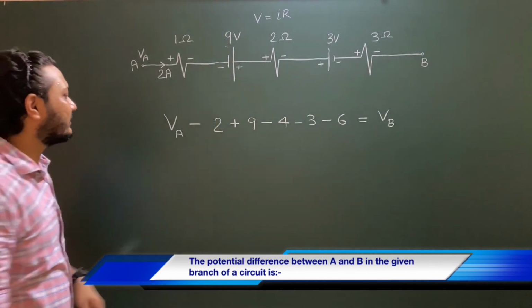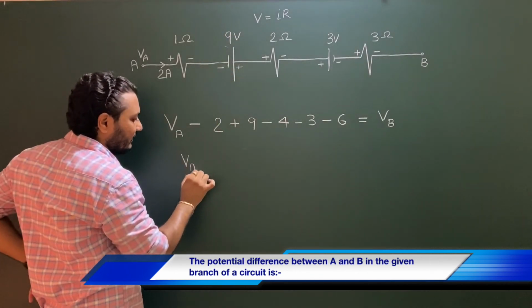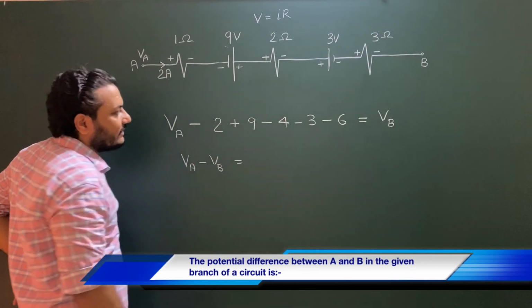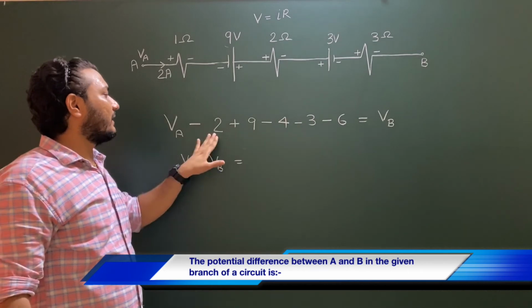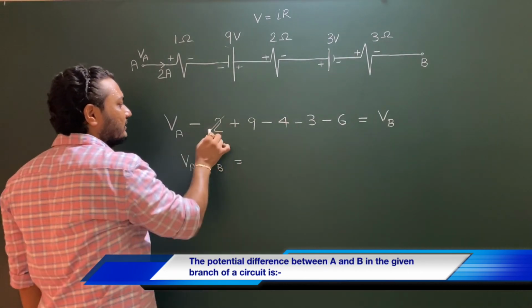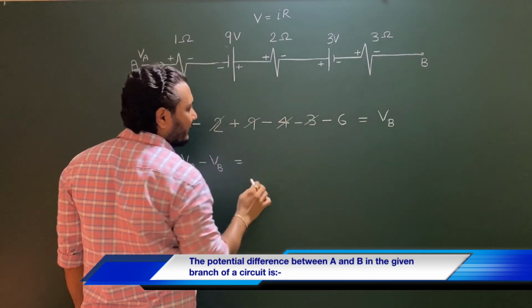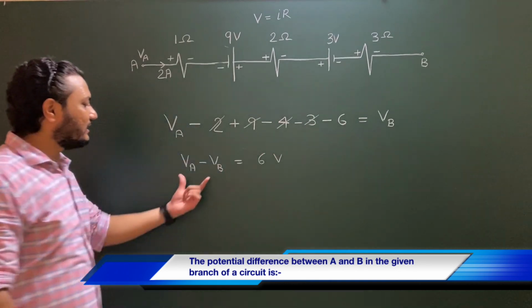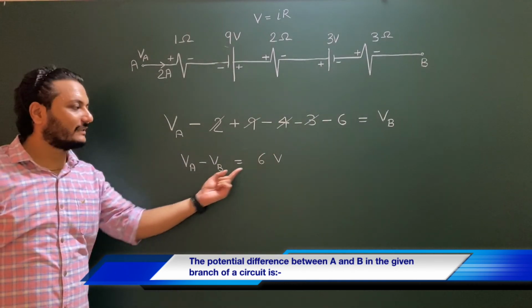Now if you solve this equation, take VB to this side, so VA minus VB. As you can see, plus 9 minus 2 becomes plus 7, minus 4 minus 3 becomes minus 7. So these values will get cancelled. We will have minus 6, that minus 6 will go to that side, and it becomes 6 volt. So the potential difference between A and B is 6 volt.